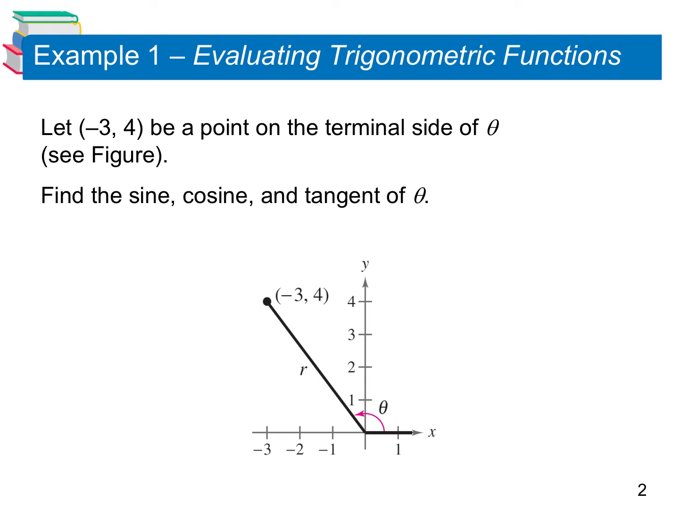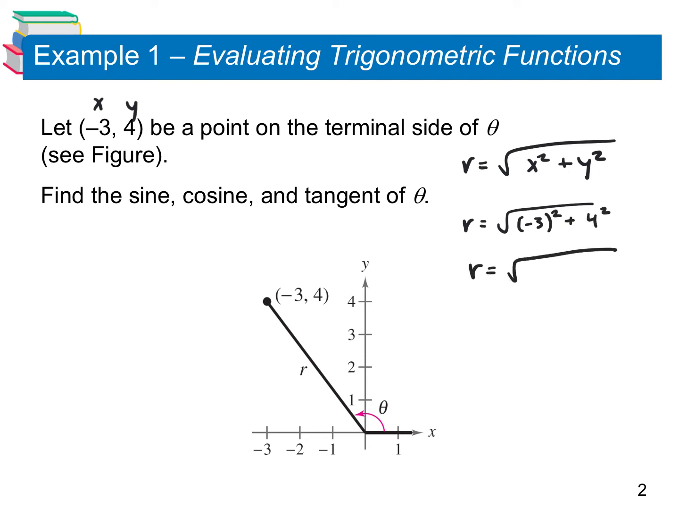All right, example 1. Let (-3, 4) be a point on the terminal side of theta. Find sine, cosine, and tangent of theta. So -3 is going to be our x, 4 is our y, and then we can plug it into our formula to find r. So r is equal to the square root of x squared plus y squared, which is the square root of (-3) squared plus 4 squared. So r is equal to the square root of 9 plus 16. What's 9 plus 16? 25. And what's r equal to? 5. Your radius is always going to be positive here. So just positive 5.